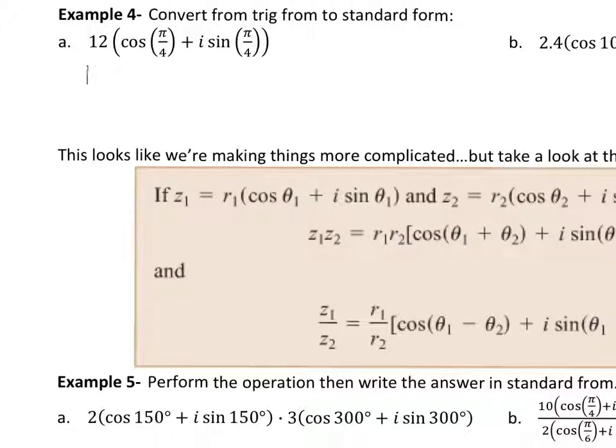So now I have 12 times root 2 over 2. And what's the sine of 45? That is also root 2 over 2. Now distribute your 12. So we get, there's standard form right there. Like I said, don't make it hard. Just take the sine and cosine of the angle, distribute your modulus, and you're good.